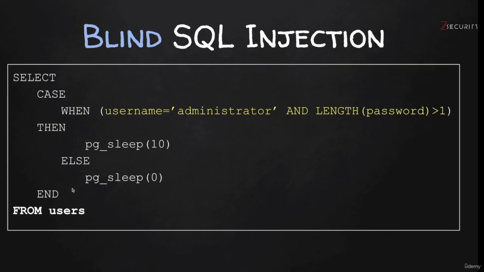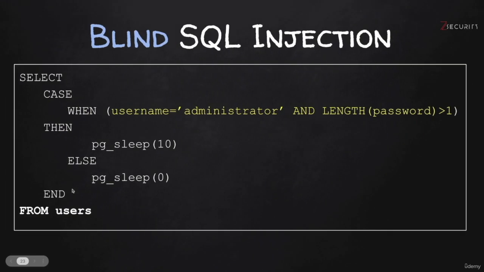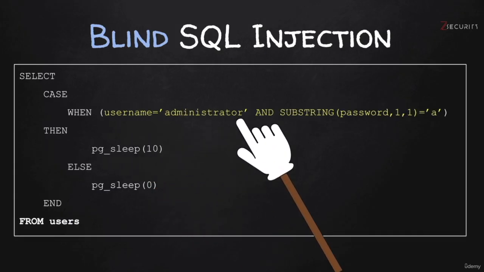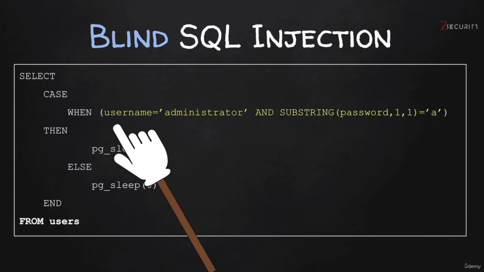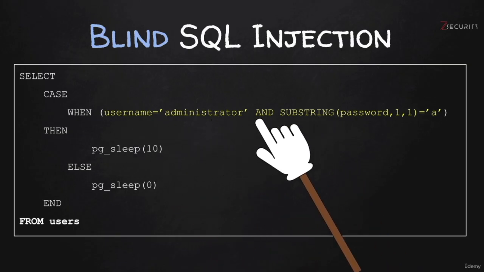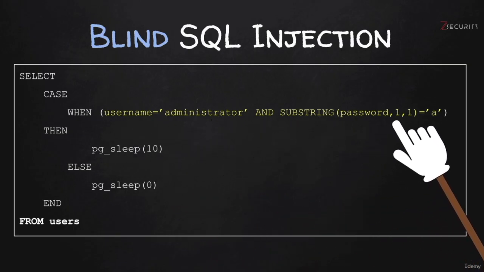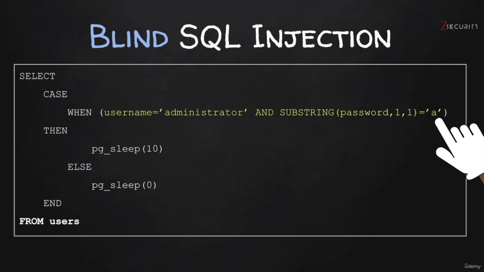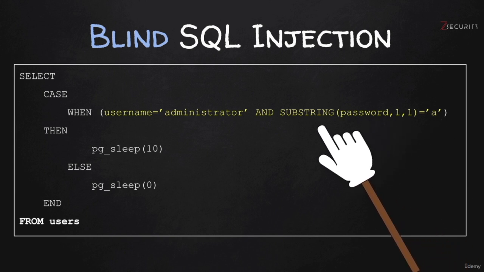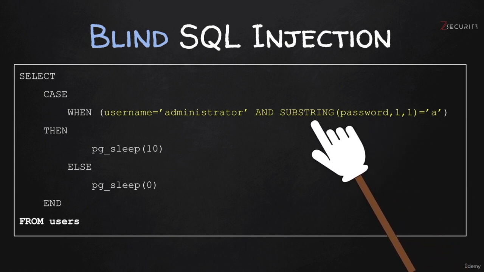Therefore, we're going to have to follow a very similar approach to what we did in the previous blind SQL injection example. Again, we're simply just manipulating the condition in here. We're asking if the username is administrator and the first character of the password is A. And the way we're doing this, we're using the substring function. So again, you can look this function up.